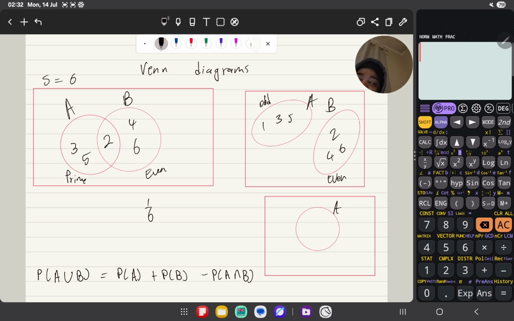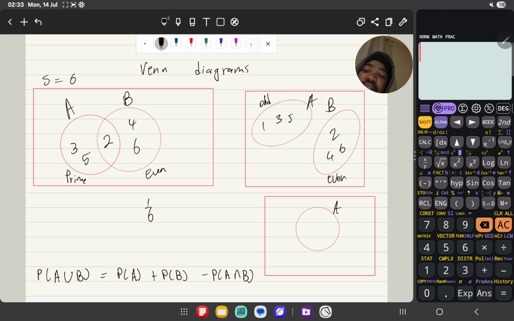Then the probability of getting a prime number is going to be 3 over 6: 1, 2, 3. This is the circle of prime numbers and there are 3 values in it. The probability of an even number is going to be 3 over 6: 1, 2, 3. This circle represents even numbers. You understand?